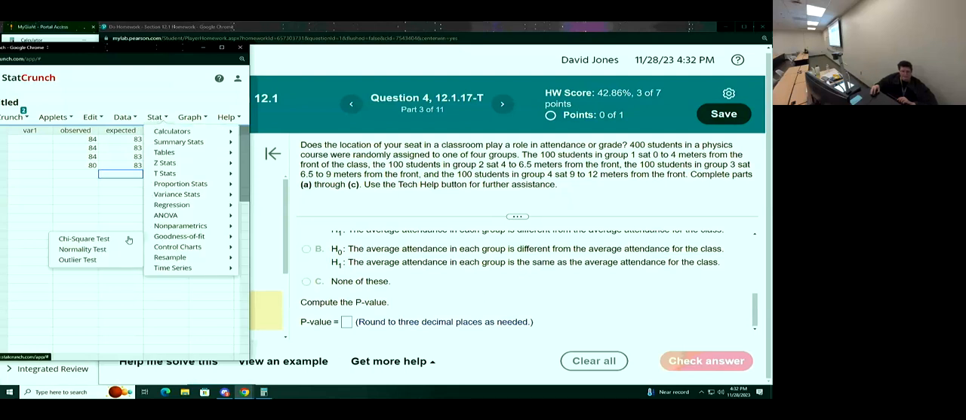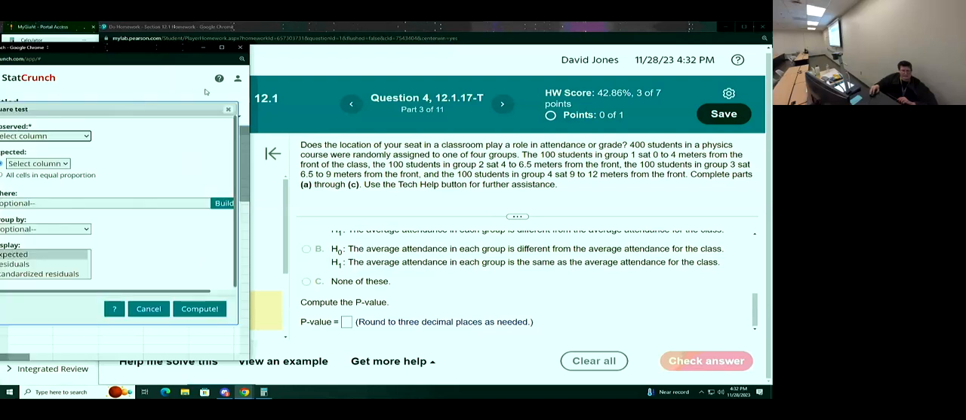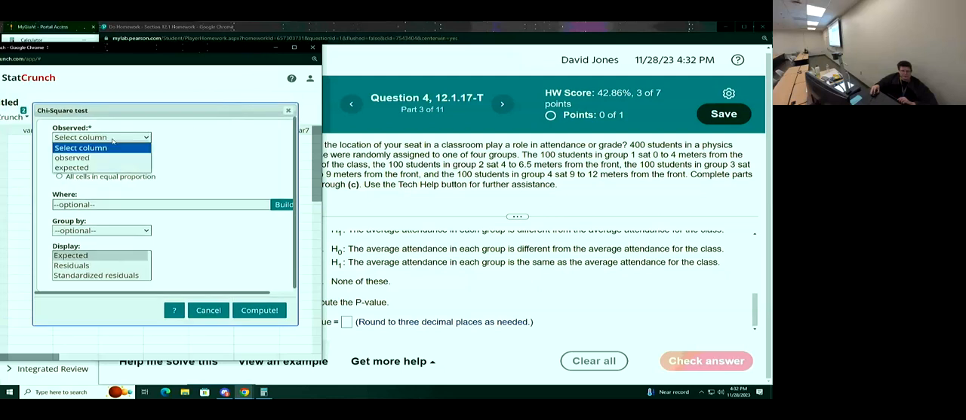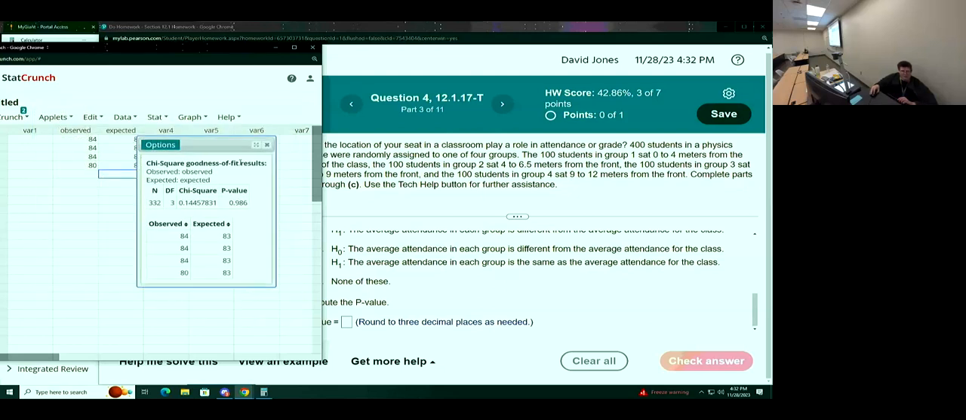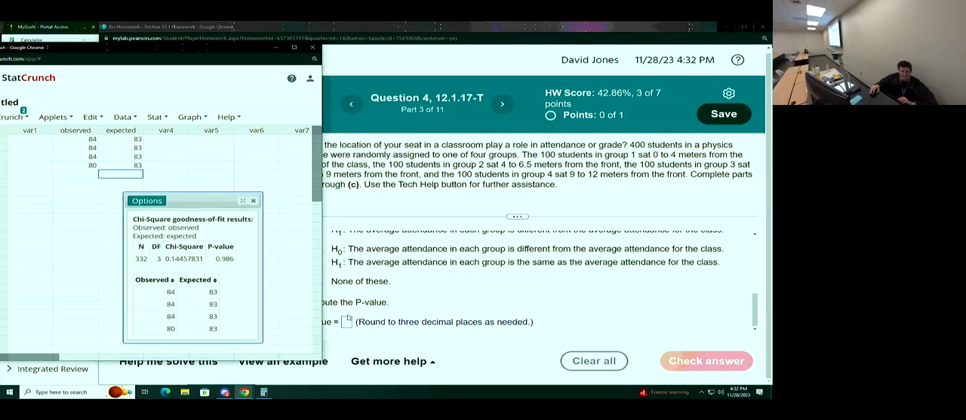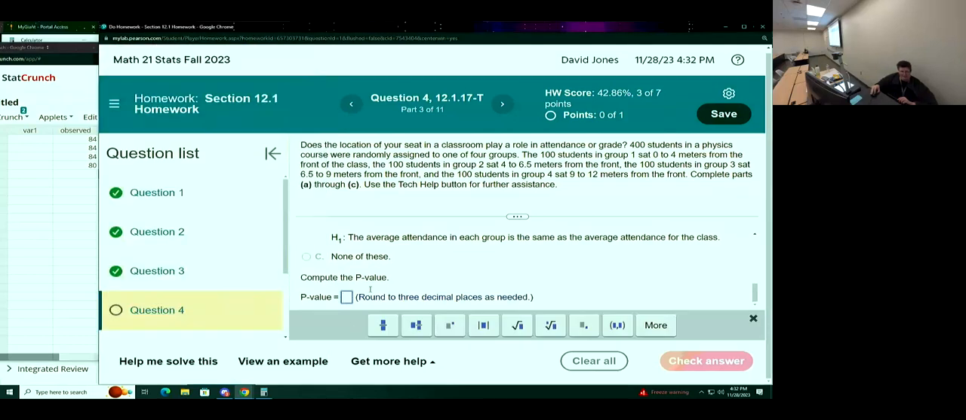Stats, goodness of fit, chi-square. We have our observed and expected. It's handy to label them as what it's going to ask you. And we got a really high p-value, 0.986. That's because our values are almost spot on.